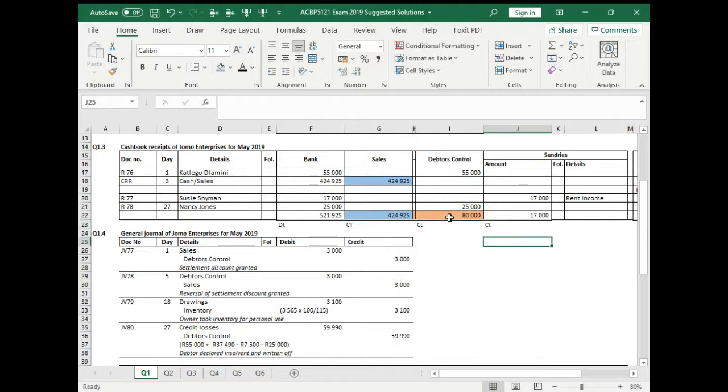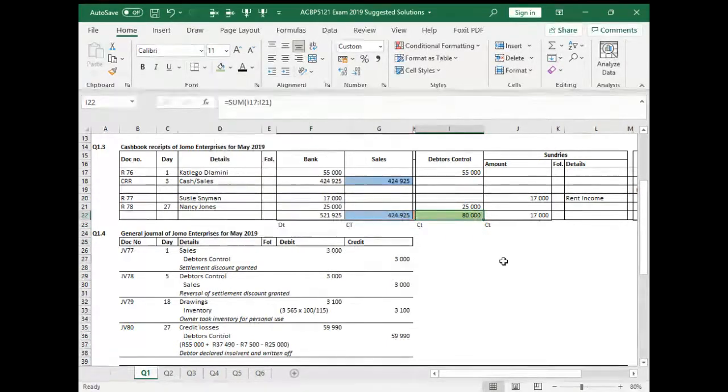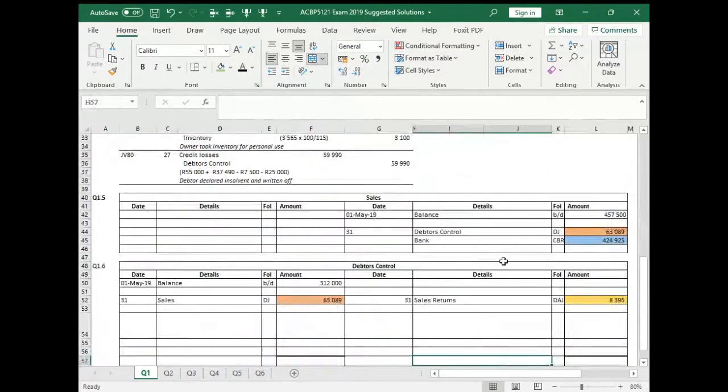Now debtors control, we received 80,000 from our debtors so far, so we need to reduce our debtors control account with that 80,000 that we've received. Which we then capture on the credit side because we are reducing our balance. Okay, so this is just now those journals.